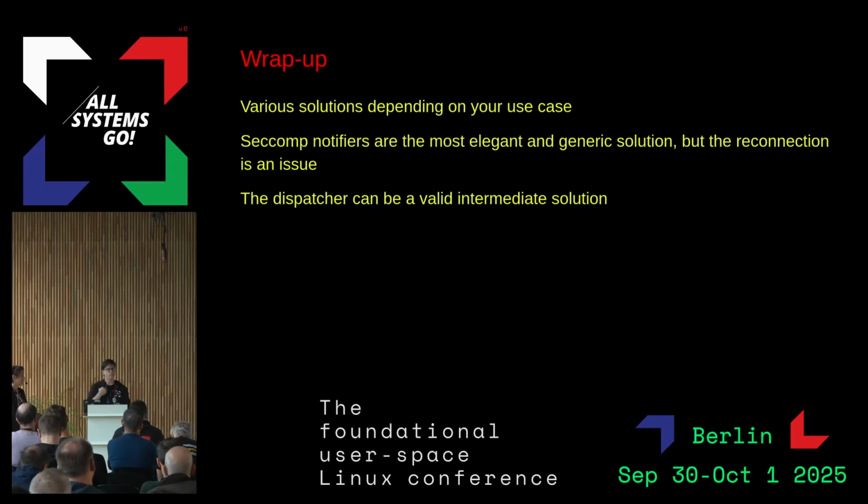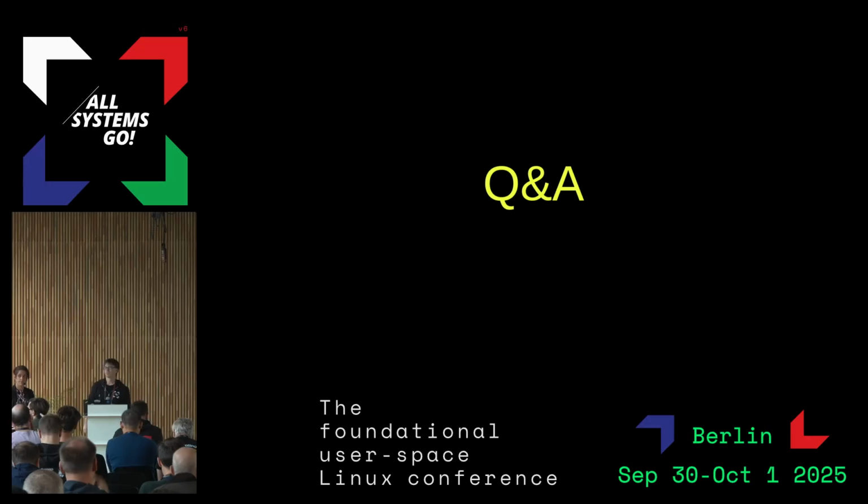Also, for our particular use case, that requires some changes in the virtiofs code because we cannot trust the binary running, so we need to cryptographically sign the file handle that we send. So when we receive the file handle back, we know it was not forged. So we thought that currently the dispatcher could be a valid intermediate solution until we get everything we need from the kernel and Kubernetes. And that's it. Thank you.